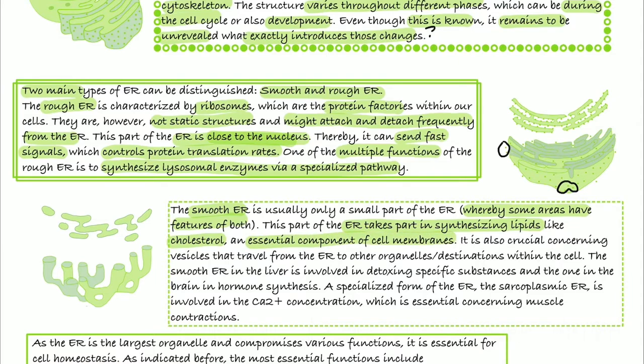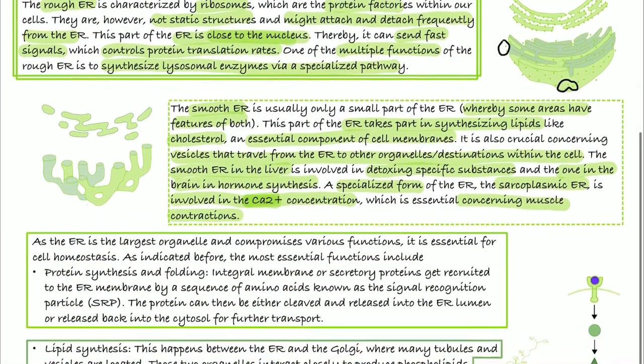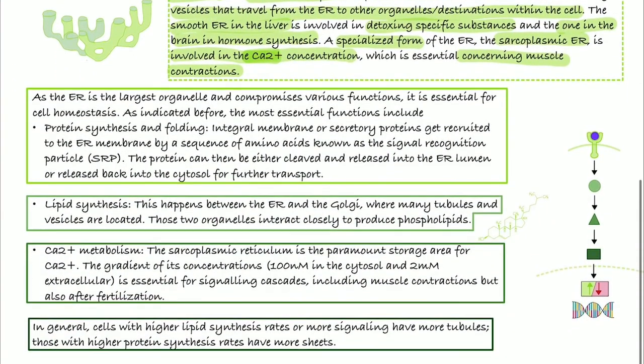And it's also crucial when we're talking about vesicles that travel from the ER to other organelles or also destinations within the cell. The smooth ER in the liver, for example, is involved in detoxing specific substances like alcohol or drugs, and the one in the brain in hormone synthesis. The sarcoplasmic ER, which is a specialized form, is involved in the calcium concentration. And this is essential when we're talking about muscle contractions. We'll hear more about that in a minute.